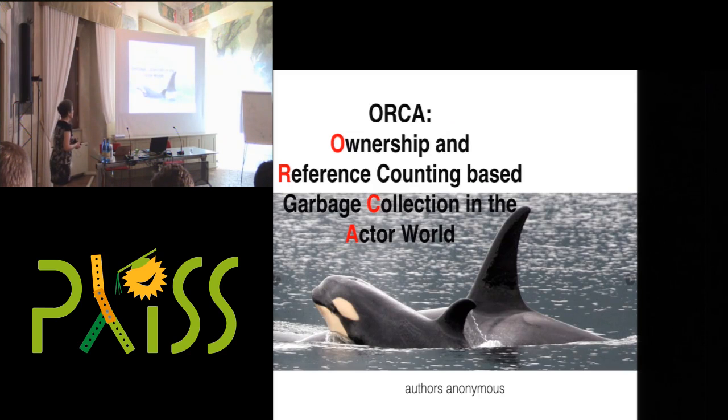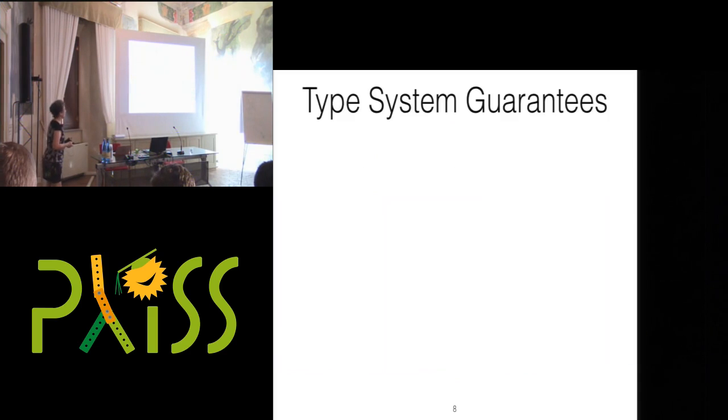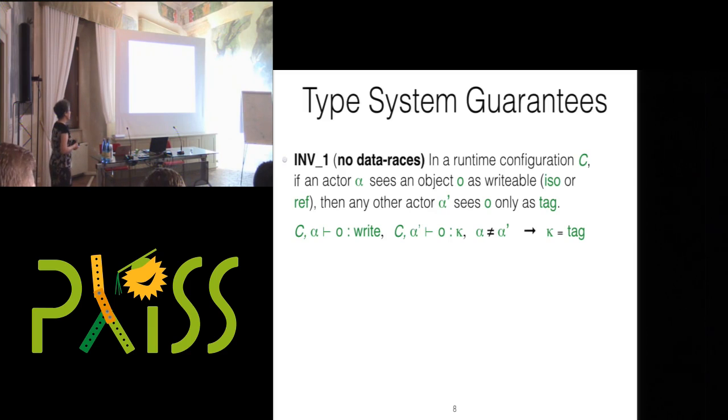So here is the ORCA protocol. I said that the type system gives enough guarantees in order to make garbage collection safe. So what are these type system guarantees?